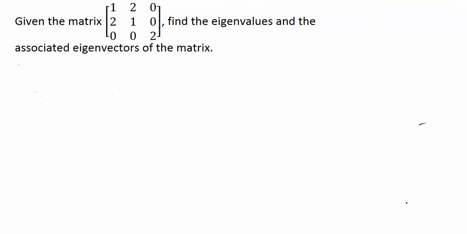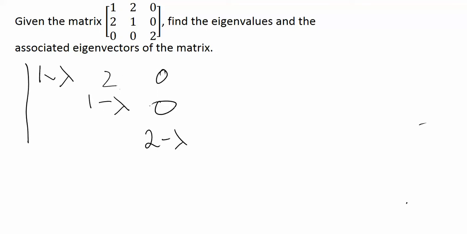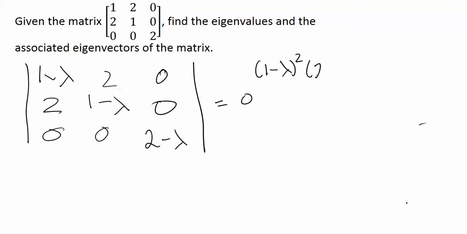We'll set up the determinant, taking lambda off the diagonal terms, and the off-diagonal terms stay the same. And we set that determinant equal to 0. When we expand this out, we get 1 minus lambda squared times 2 minus lambda. And do we have any other positive terms? All the other positive terms involve zeros, so we don't count any of them.